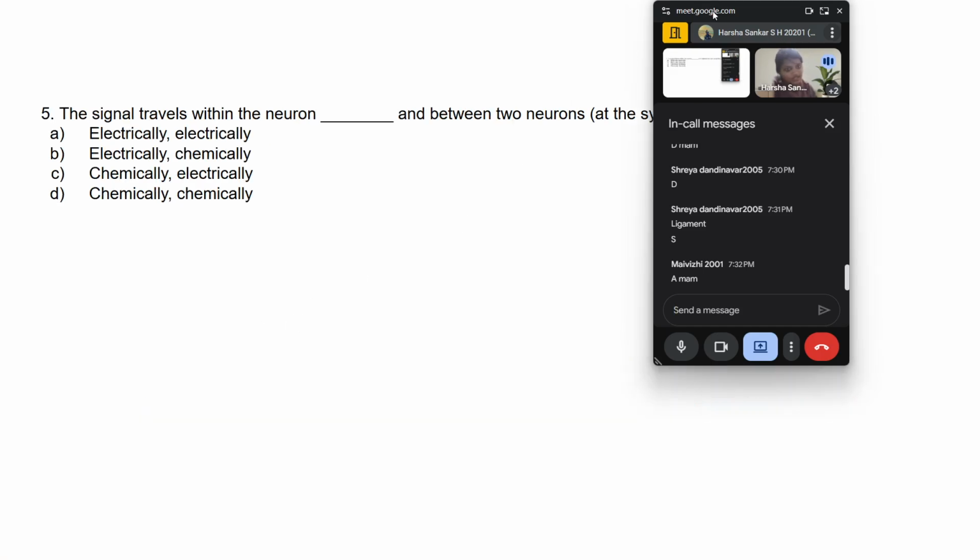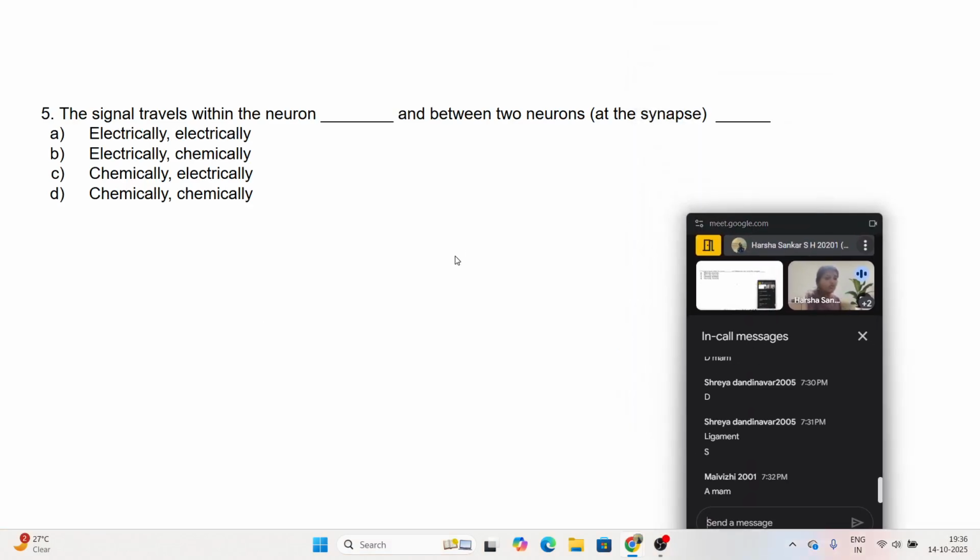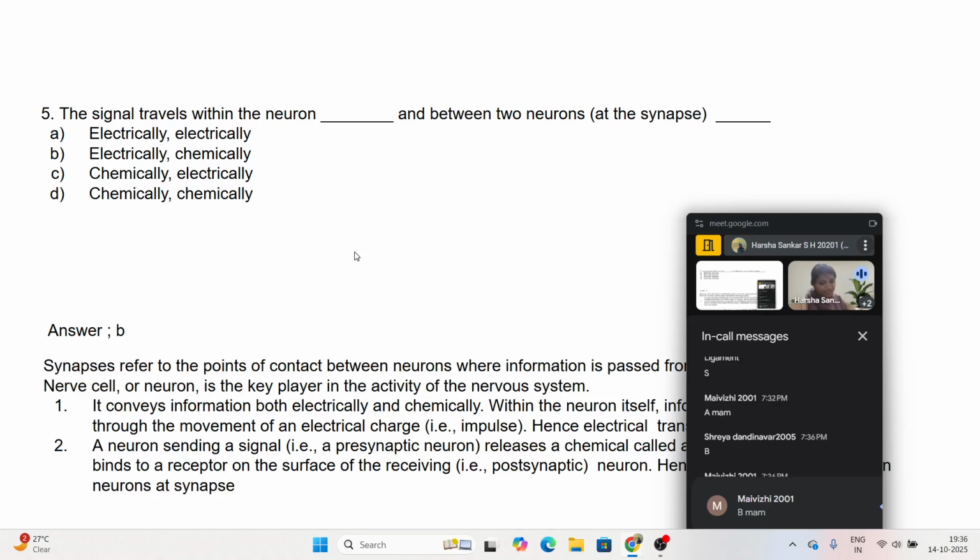The signals travel within the neuron dash and between the neurons dash. Option A both electrically, option B first one electrically, second one chemically, option C first one chemically, second one electrically, option D both chemically. What is the correct answer? The answer is the first one electrically, second chemically, meaning signals travel within the neuron electrically and between neurons chemically. Yes, it is correct. Why?